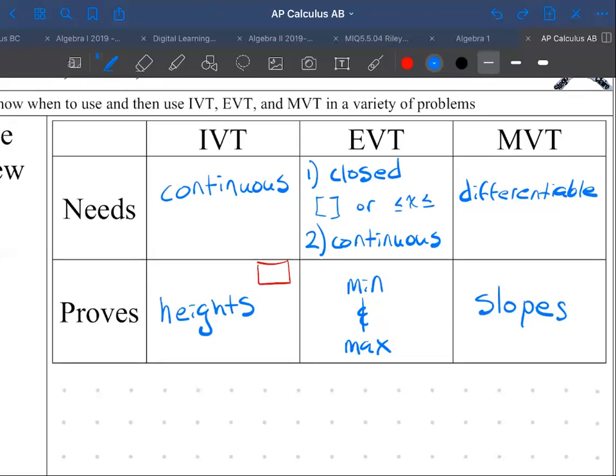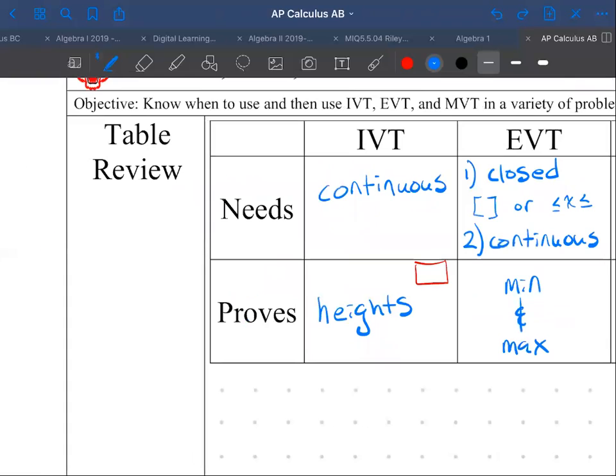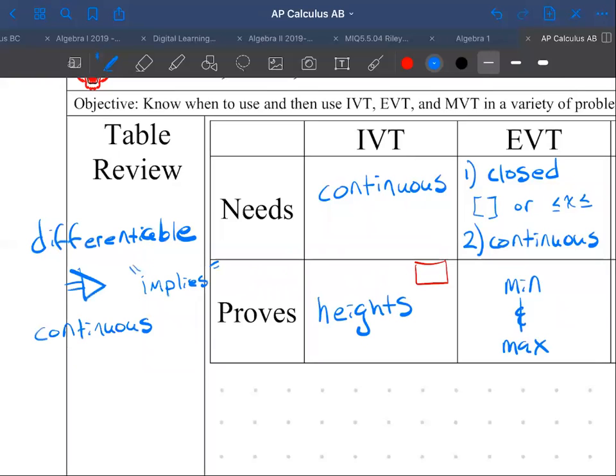And I do want to put this down here too. If you are differentiable, that implies this, this symbol right here is implies. That implies that you are already continuous. And we'll be writing this later in our proofs, that if you're differentiable, it implies continuous.